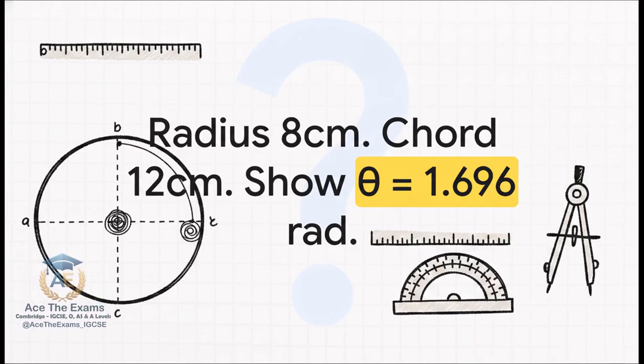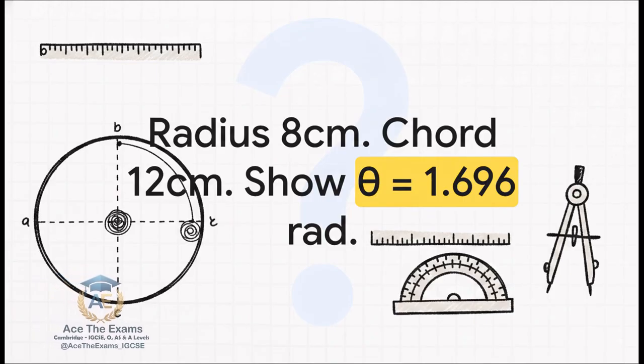Take a look at this classic setup from a June 2014 paper. We have a circle, center O, radius 8 centimeters. There's a chord PQ that is 12 centimeters long. The angle POQ is given as theta radians. The exam command is, show that theta equals 1.696, correct to 3 decimal places.